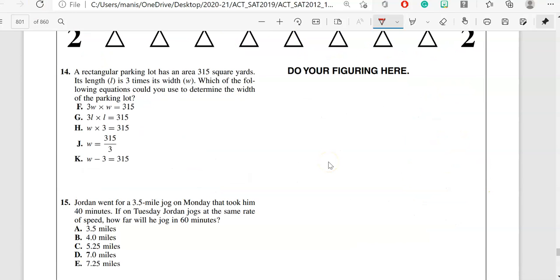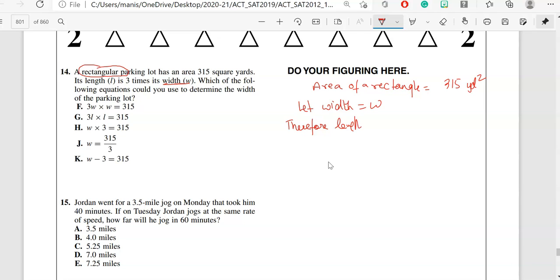Question number 14. A rectangular parking lot has an area of 315 square yards. The word is rectangular. That's a keyword. Has an area of 315. So area of a rectangle, we have been given 315 square yards. Its length is 3 times its width. So let's assume that width is W. Therefore length will be 3 times W, like this.